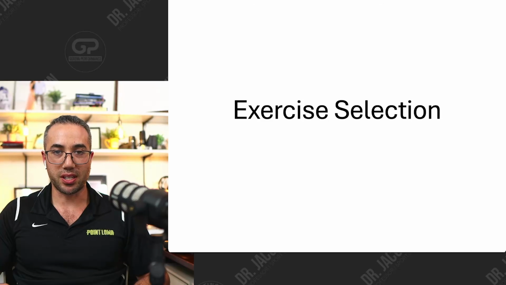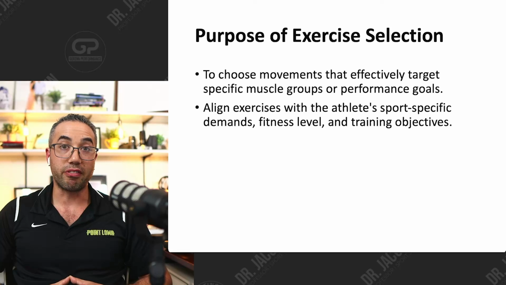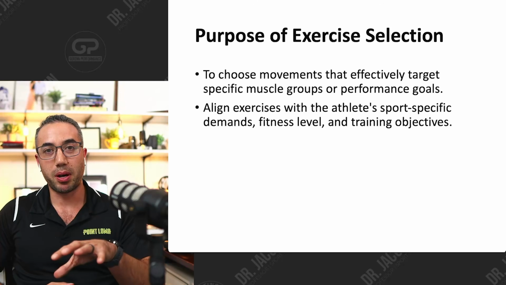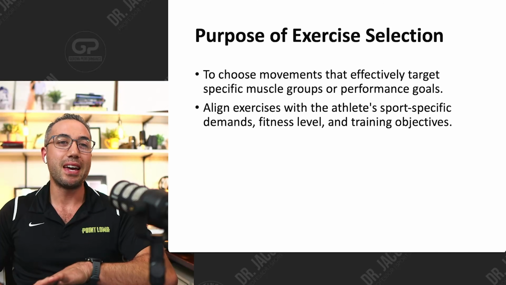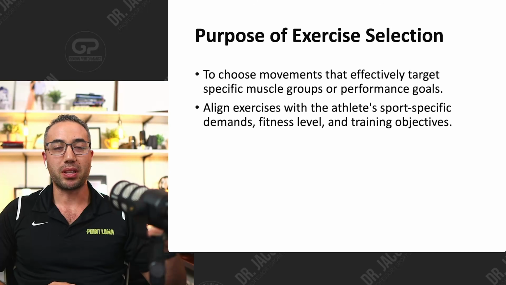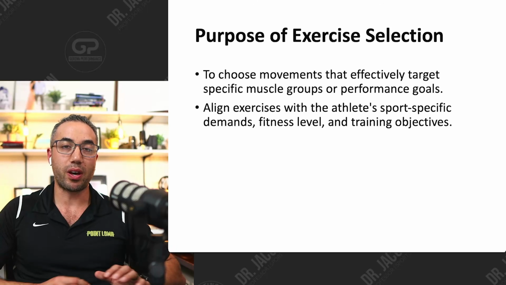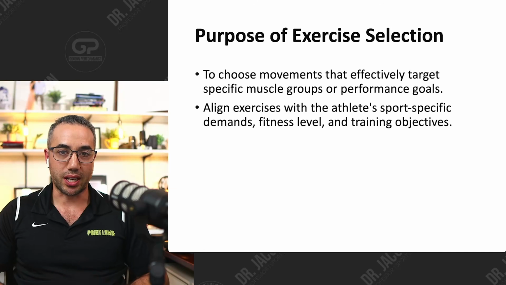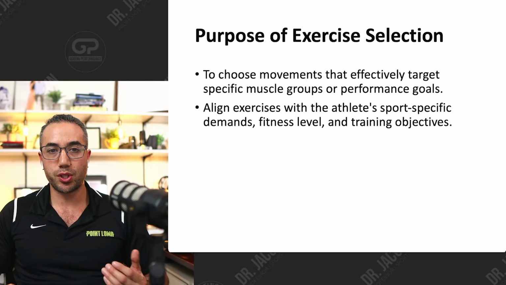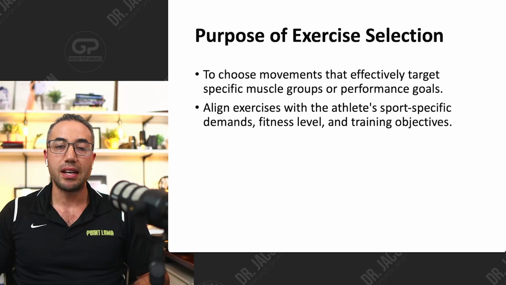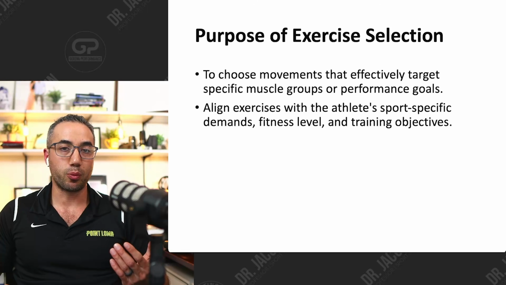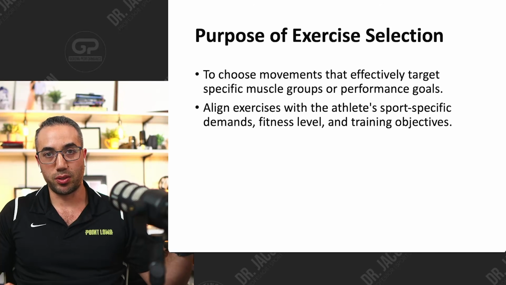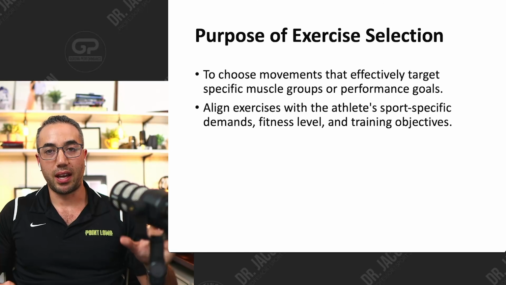Okay, next, exercise selection. So this is typically the first thing that people think about when they think about building a resistance training program, instead of all the other things, but that's putting the cart before the horse. So once you have everything else in line, then you go to exercise selection. So this is choosing movements that effectively target specific muscle groups and performance goals, and they should align with all of that needs analysis that you did about the athlete and the sport and their goals.